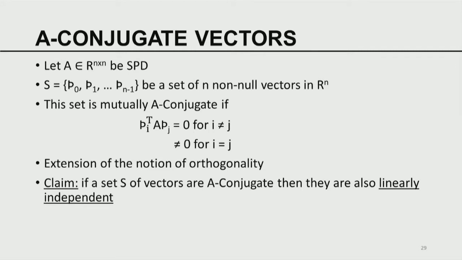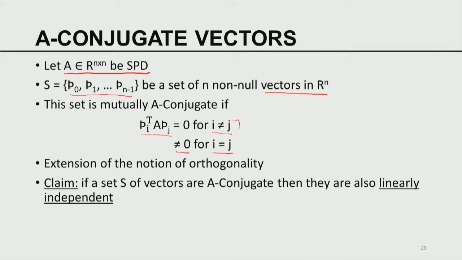Please recall from our earlier discussion on finite dimensional vector spaces, we have already indicated that given a matrix A which is SPD, and given a set of directions P0 to Pn-1, each of them vectors in Rn, so I have n vectors. Please remember, instead of labeling from 1 through n, we have labeled from 0 through n minus 1. Nothing is lost. It is one of the standard ways the literature does it. We say a given set of n directions are said to be A-conjugate if Pi transpose A Pj is equal to 0 for i not equal to j, and not equal to 0 when i is equal to j.